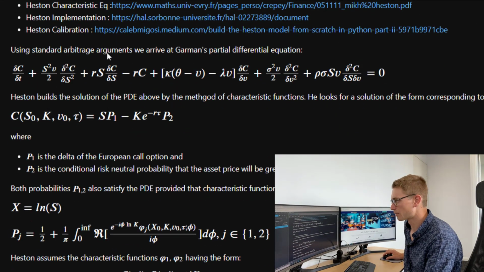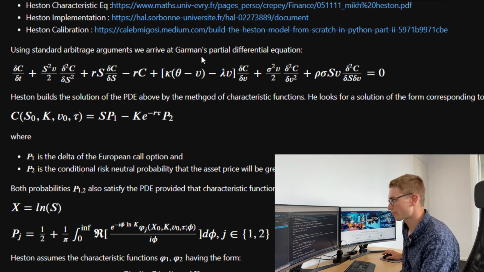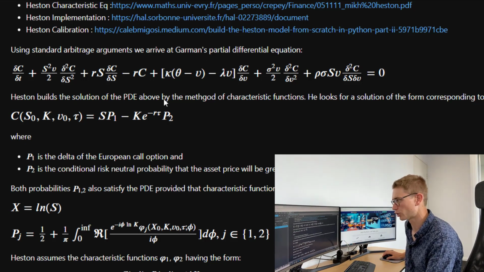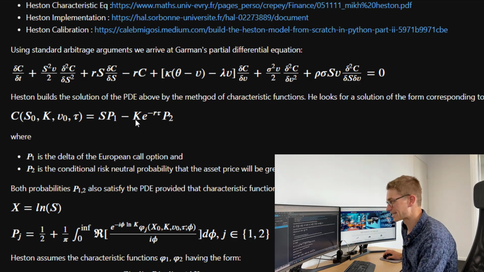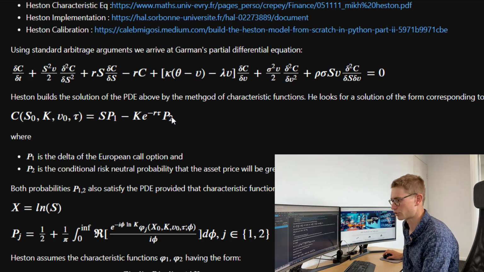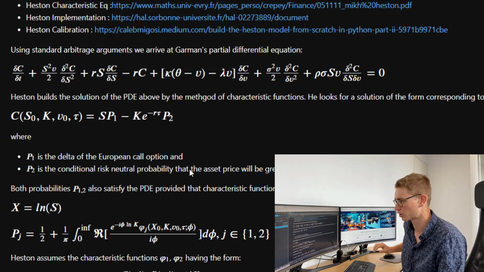Now, the standard arbitrage arguments that we arrive at from Garman's partial differential equation under the Heston model are that we can build a solution that looks a lot like the Black-Scholes model. Here we have the stock price times this probability 1, which is the delta of a European call option. And here we've got minus the discounted strike with this probability 2, which is like the conditional risk neutral probability that the asset price will be greater than K at maturity.